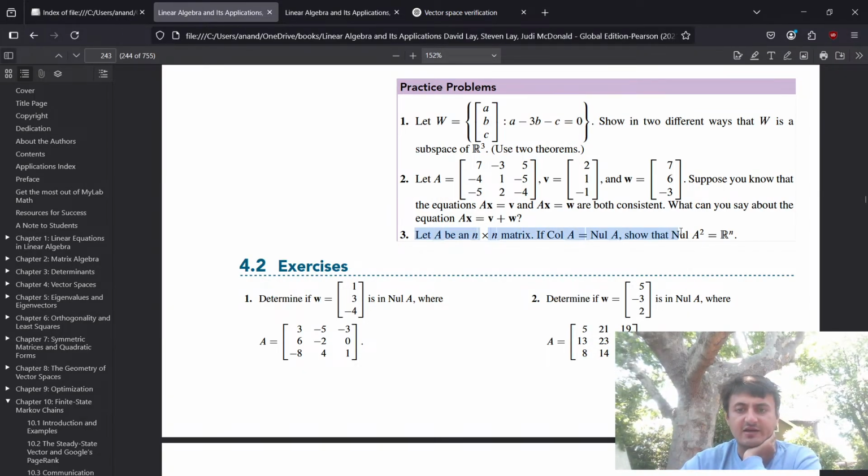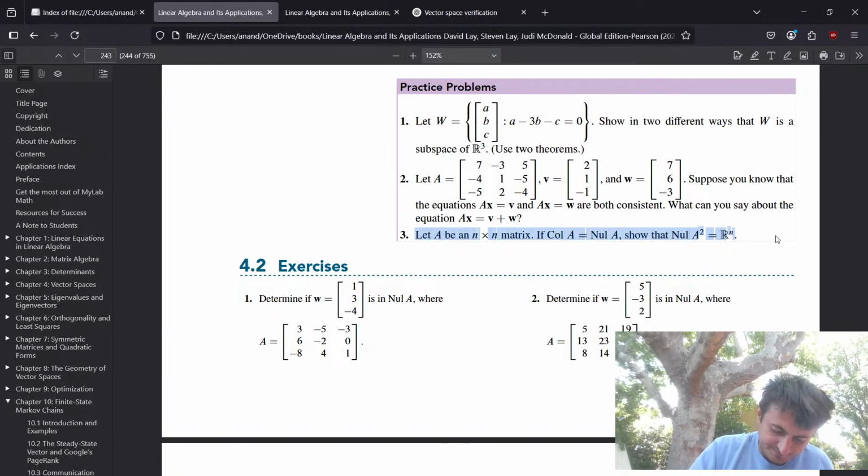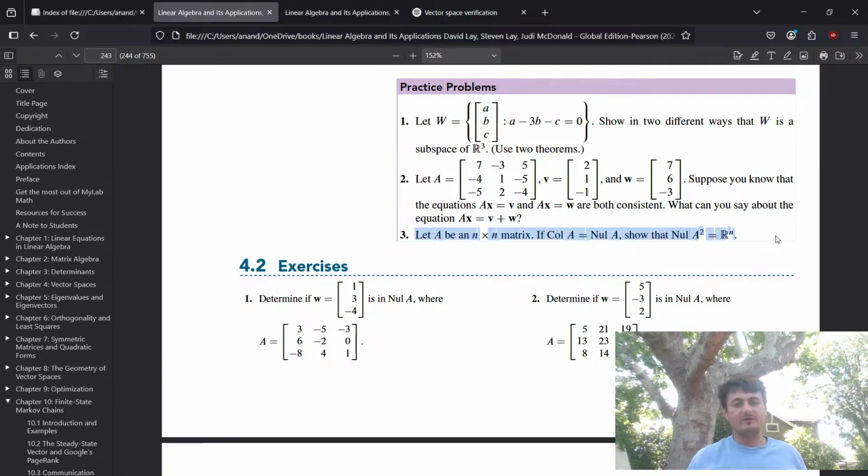Let A be an n by n matrix. Oh, this one's really good. I like this one. This one took me a little bit to figure out. I cheated a little bit. I looked at the answer. Okay, so let A be an n by n matrix. If the column space is equal to the null space, show that the null space of A squared is equal to Rn. Okay, this one's really cool.